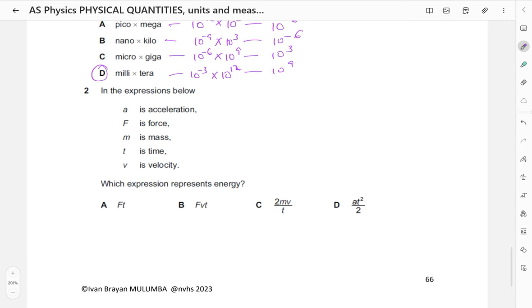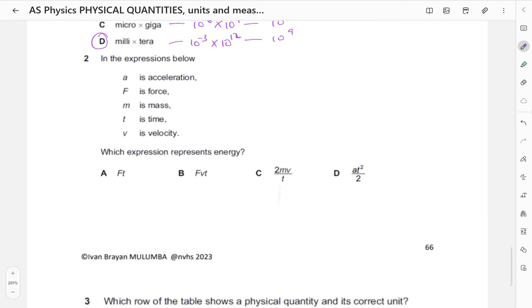In the expression below, A is acceleration, F is force, M is mass, T is time, V is velocity. Which expression represents energy? So you check the units.